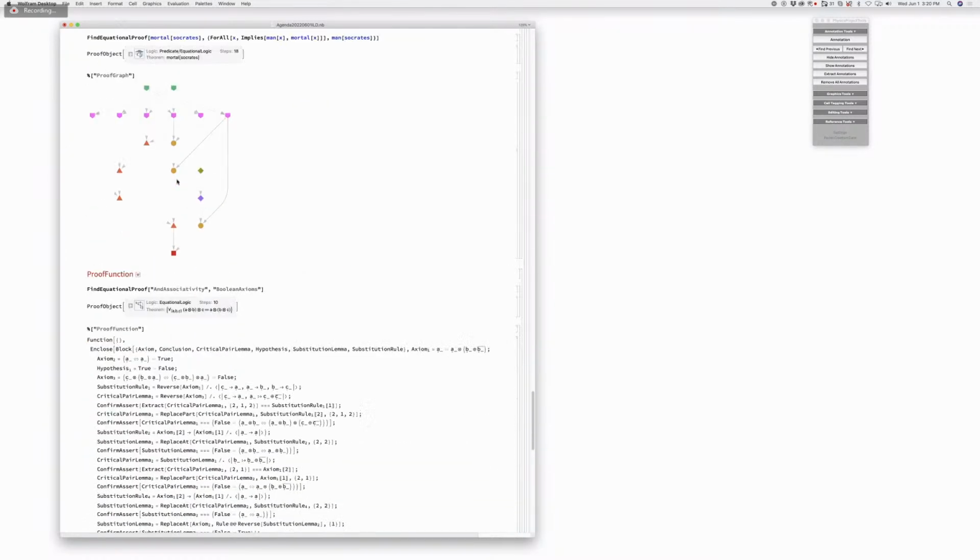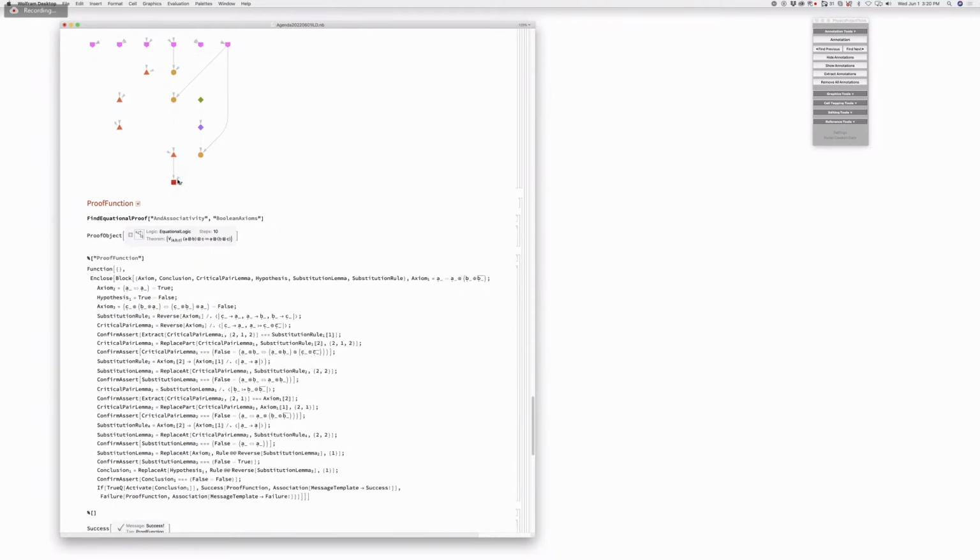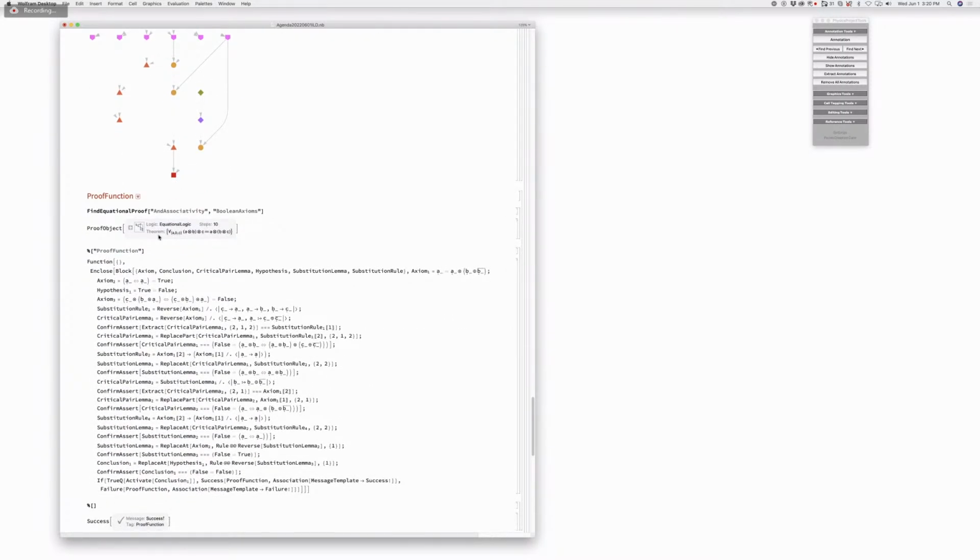Okay, fine. So here, this is Nick's new proposed proof function. Is that correct? Yeah, and is this totally different from the previous proof function? It's totally different. It's written from scratch. It supports critical pair lemmas, and it's structured a little bit differently. But the idea is essentially the same.